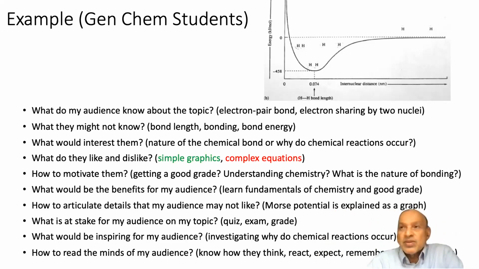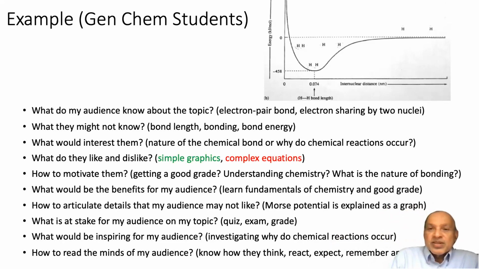So they are Gen Chem students, and so they have some idea about energy, some idea about the bond length, the bonding, and hydrogen atoms, and the periodic table, and that sort of thing. And so now we analyze this. So let's take this piece and analyze, what does my audience know about the topic? They probably are told already, electron pair bond. This is very, very common news, Lewis structure bond, electron pair bond structure. Electron sharing by nuclei. So when the two hydrogen atoms come together, the electrons are shared. We tell them that. When they share, the energy drops. We tell them that. So they might know that already. So that's something we can make use of.